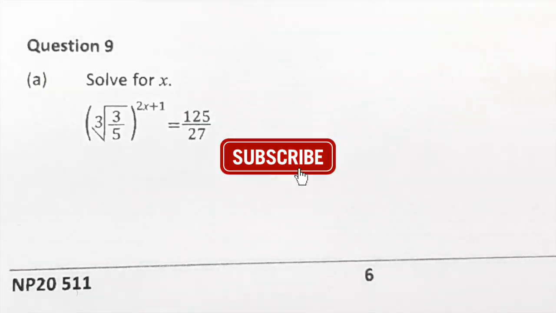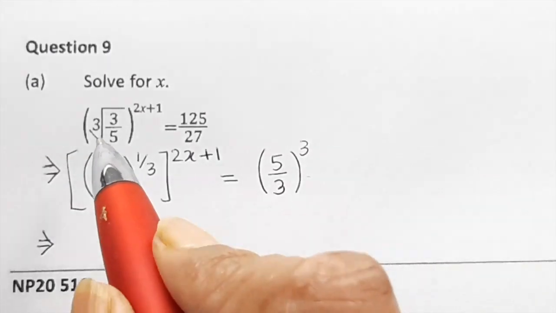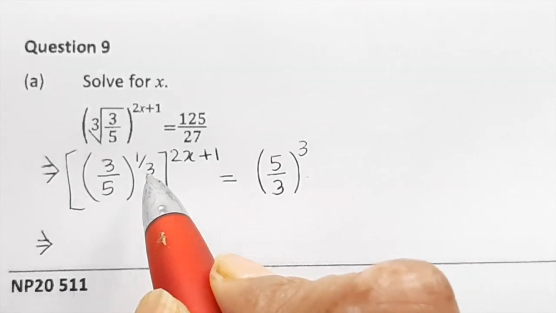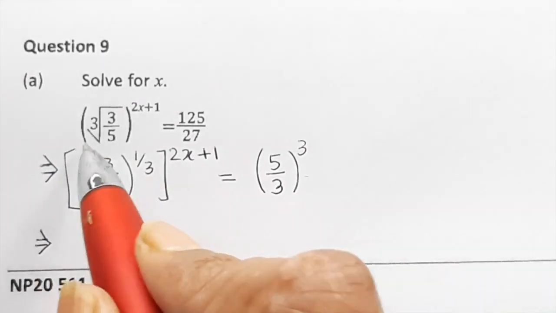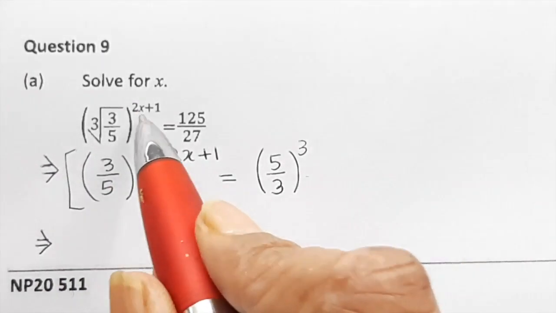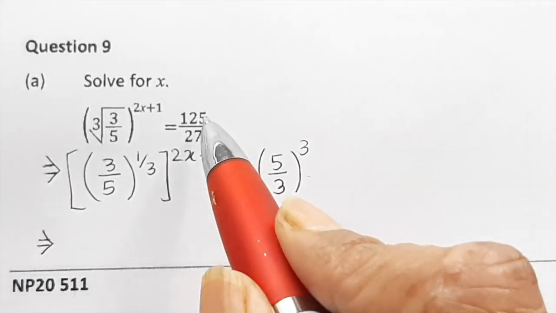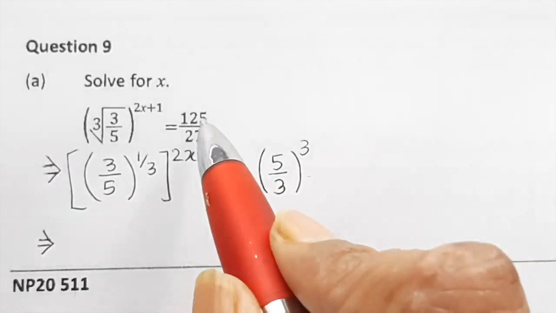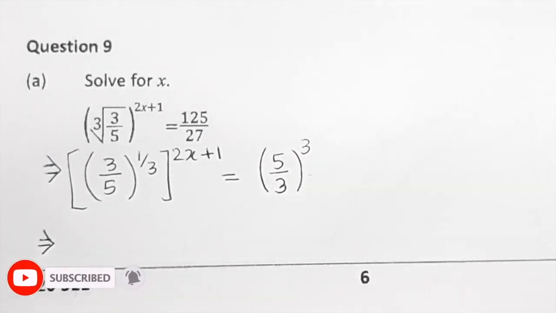Okay. Question number 9a. Solve for x. We have cube root of (3 upon 5) bracket to the power 2x plus 1 is equal to 125 upon 27. We convert this cube root as power 1/3. So 3 upon 5 is to the power 1/3. And then this bracket we write as box bracket to the power 2x plus 1. 125 upon 27 is cube of 5 upon 3 because 125 is 5 cube and 27 is 3 cube. So we write it like so.